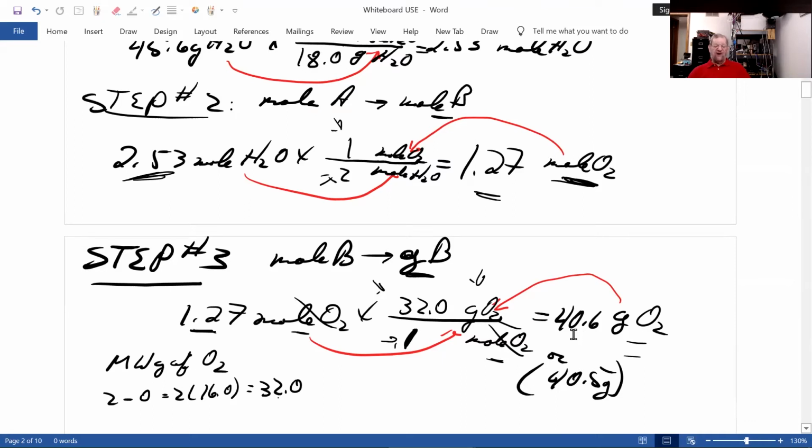Now, if you round off at each step, you get 40.6. If you round off at the end, you get 40.5. Both answers are correct. And that's how you do it.